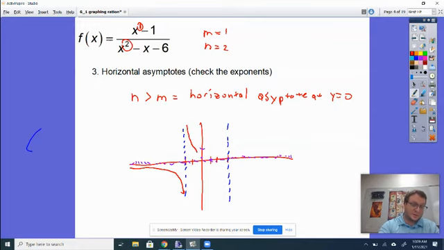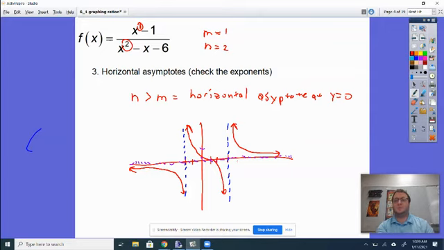I'm positive until I hit 1, which makes sense because I need to be positive to cross that y-intercept. Then I become negative, and then I'm positive again. So there's a quick sketch of my graph. And again, we're always going to approach these asymptotes, but never quite touch them. Okay, so that's how I would do a sketch of one of these graphs.